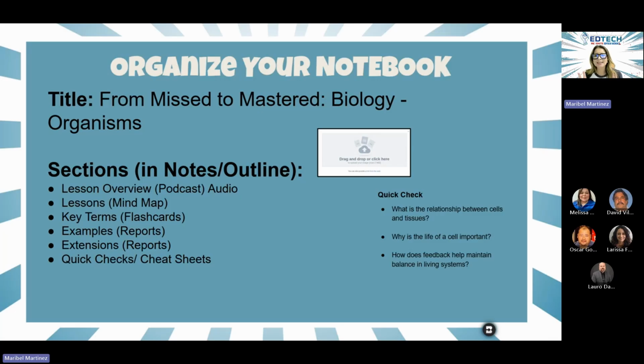Also, when you're creating those sources, you want to have some type of quick check for your students or a cheat sheet to help guide them, since they're doing this on their own, basically on the side while you're conducting your regular class. You want to have a quick check for them, like what is the relationship between cells and tissues? Those are questions from your biology content, right? Why is the life of a cell important? These are just little things that kids will probably not have in mind as they're going through your lesson, but have that extra sheet for them so that they can know what to look for when they are going through your notebook.